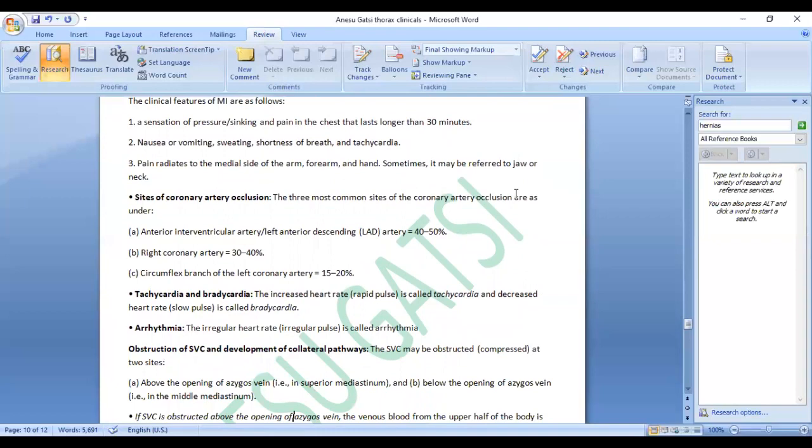Then conditions known as tachycardia and bradycardia. Tachycardia is just an increased heart rate or a rapid pulse. If you have a decrease, it is known as bradycardia. Then arrhythmias are irregular heart rates or irregular pulses.